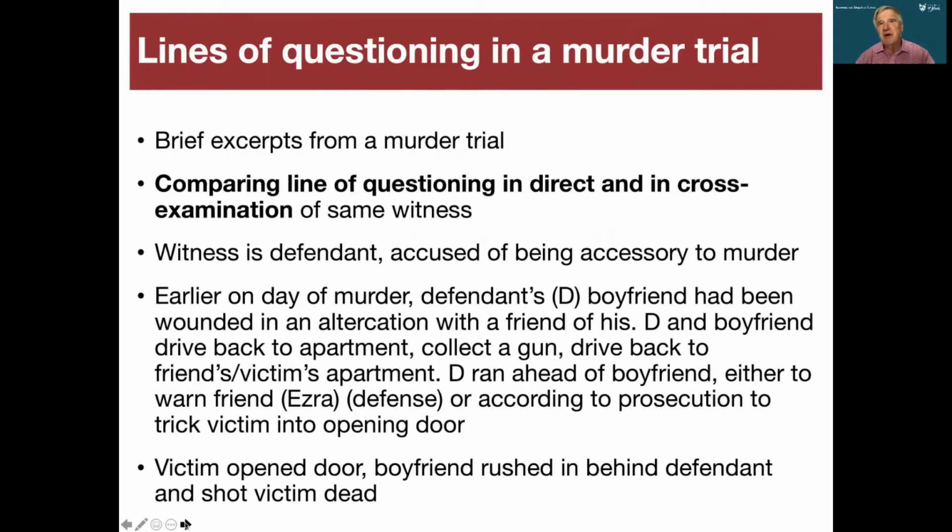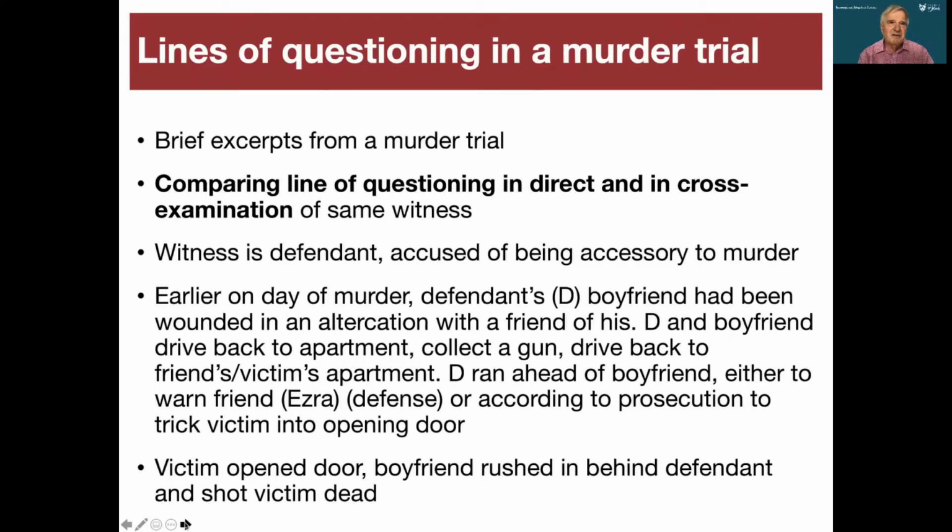The murder trial is American. It's rather difficult for us to get hold of these kind of data from English trials, or from UK trials. So this one is from an American murder trial, in which the witness here is the defendant. She's accused of being an accessory to murder, and I've given you a brief account here that earlier on the day of the murder, the defendant's boyfriend, and I use the term that she uses and is used throughout in this trial, the boyfriend, was wounded in an altercation with a friend.